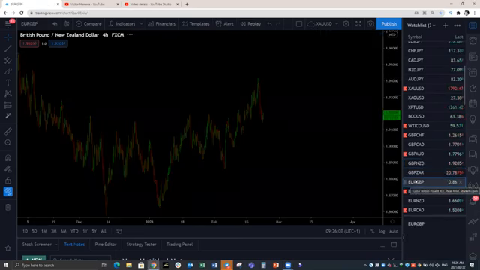Euro pound. Continues to the downside, no changes here at all. No changes, we're still expecting this to continue lower. Euro Audi.